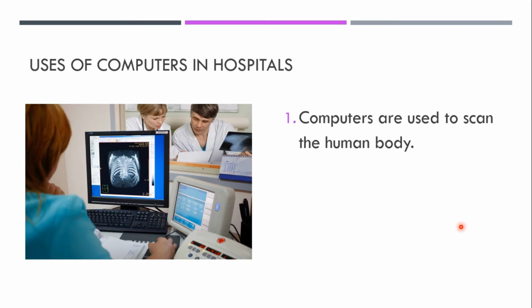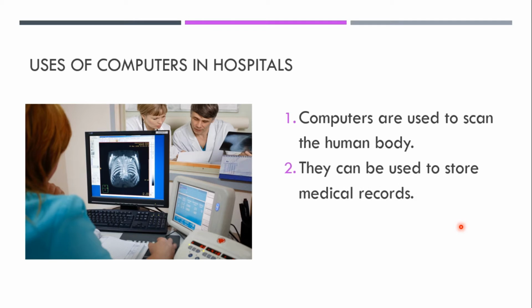Now, first, computers can be used to scan the human body when we are sick or we have issues with our anatomy. That means the human structure, your bones, your muscles. Computers can be used to scan the human body and also scan a pregnant woman. So several things computers could be used for as regards the human body. Okay, so they can also be used to store medical records.